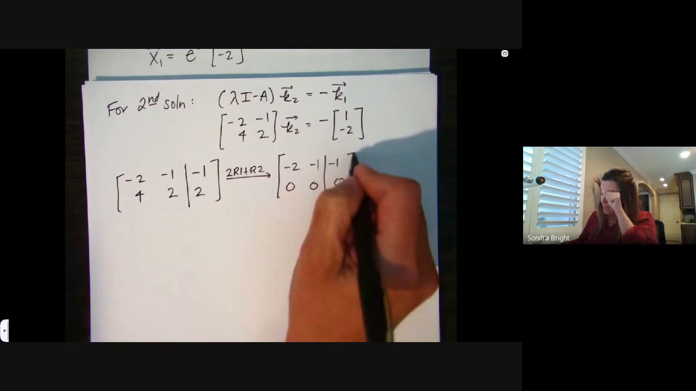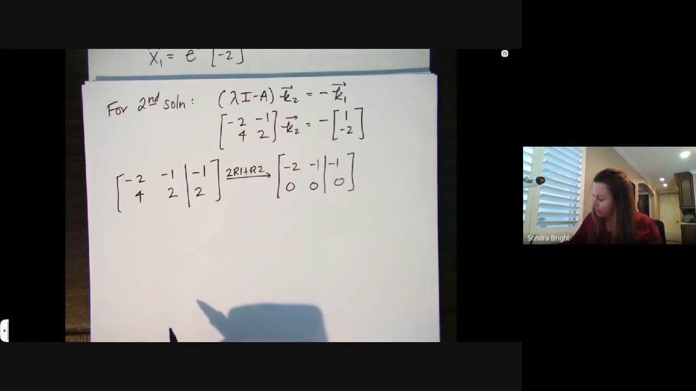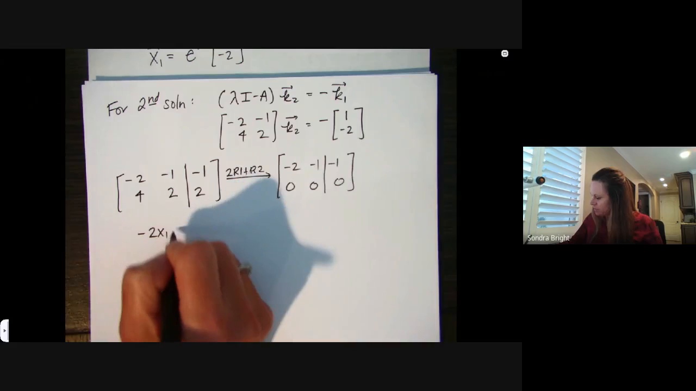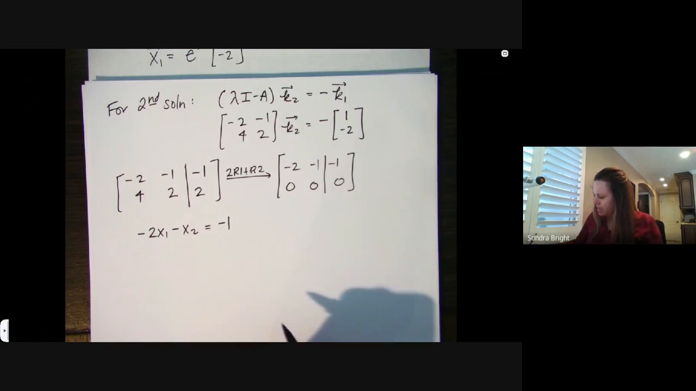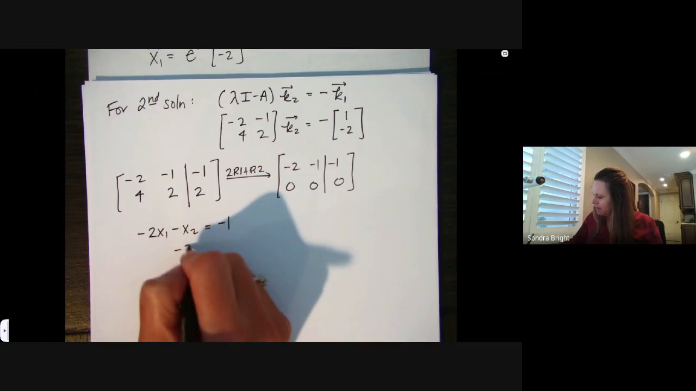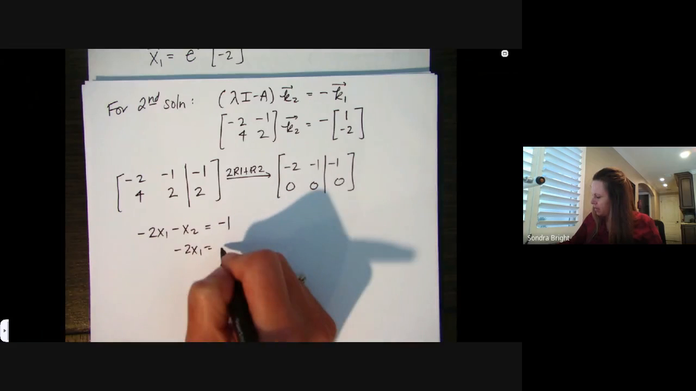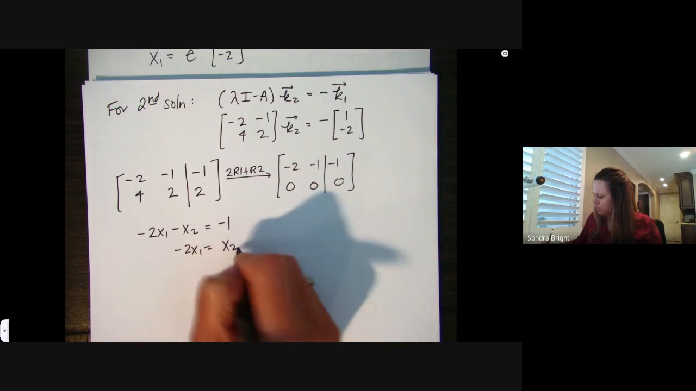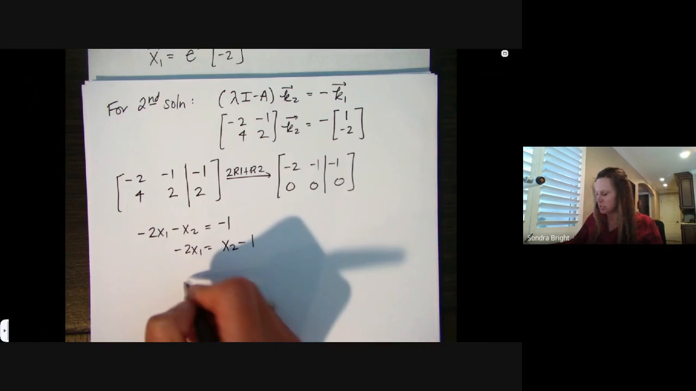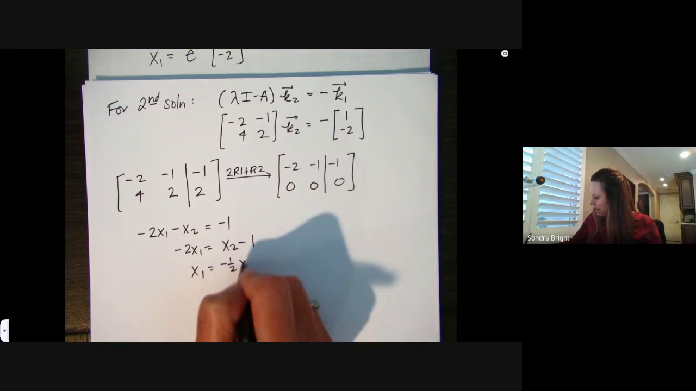So what does that tell me? That tells me that from this first line, I've got -2x1 minus x2 is equal to -1. And so if I solve for x1, that would be a positive x2 minus 1. And then dividing both sides by -2, x1 is equal to -1/2 x2 plus 1/2.